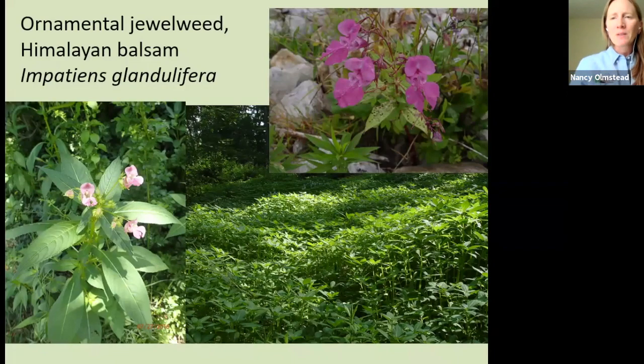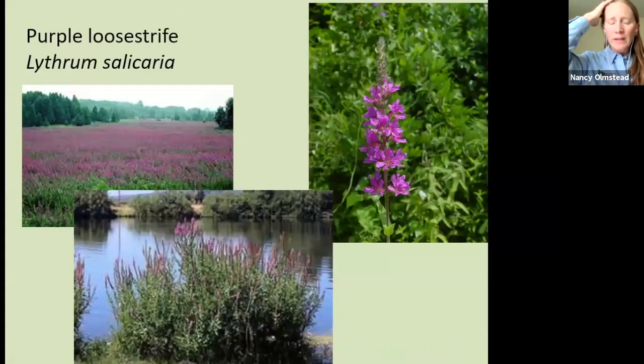This is a real problem in damp areas along stream courses, and the seeds are transported by water. So although it's very easy to pull and very satisfying to pull, you have to keep at it because the seeds are viable down in the soil for several years. And it can easily form these dense stands like you're seeing in the lower right, which can be quite destructive in our riparian habitats. Purple loosestrife is a plant that many people have heard of.